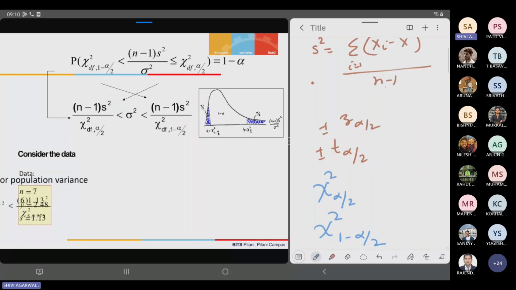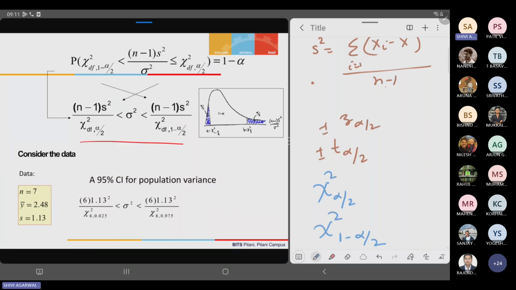Now we are taking one example. n is equal to 7, x bar is 2.48, and s is given as 1.13. Now we have to find the 95% confidence interval. So that is n minus 1, which is 6, times s square, 1.13 whole square, upon chi square with 6 degrees of freedom. Here n is equal to 7.